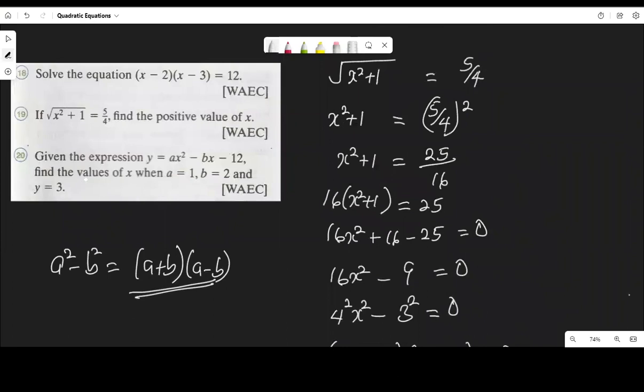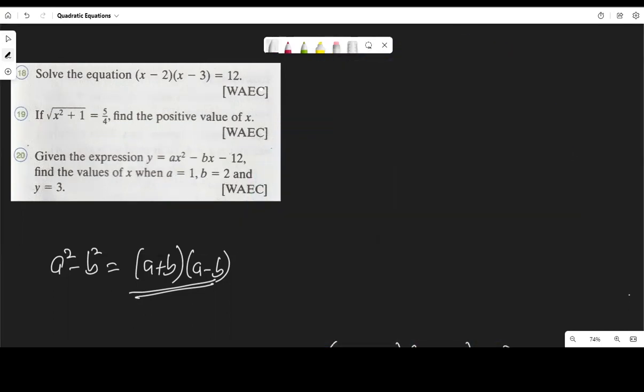And the last question here says, given the expression y equal to ax squared minus bx minus 12, find the values of x when a is 1, b is 2, and y is 3. Let's clear this board so we have space to work with. So y is equal to ax squared minus bx minus 12. Now we are to find the value of x when a is 1. So substituting the values, by the way, what is y? y is 3. So let me put that also.